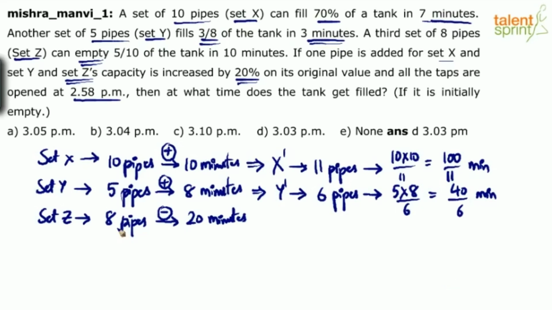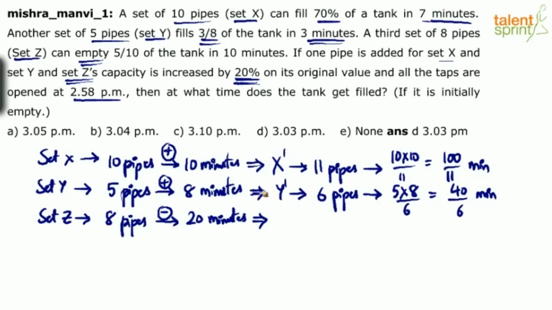Now, in the third set, we are not adding pipes. We are increasing the capacity by 20%. What do you mean by increasing the capacity by 20%? Increasing capacity by 20% means what? Increasing the number of pipes by 20%. If you increase the capacity by 20%, the number of pipes will increase by 20%.